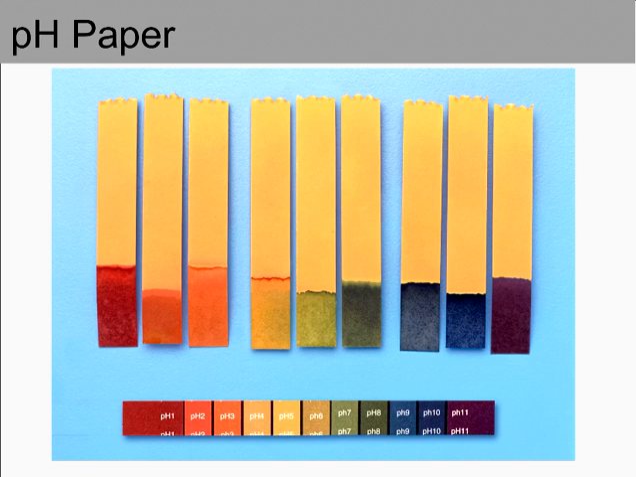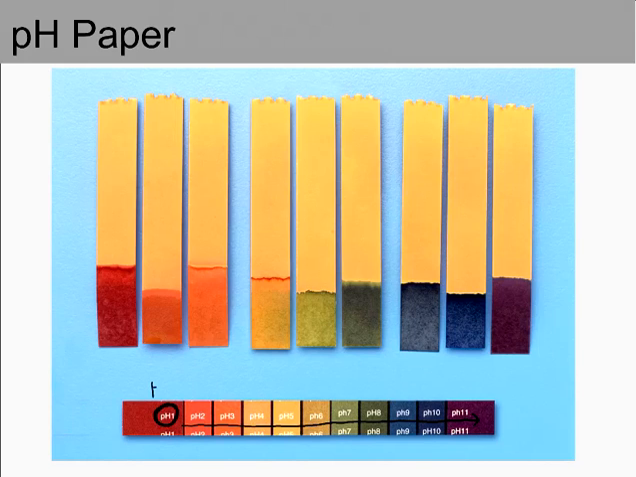Another way that we can test the pH of a solution is using something called pH paper. So pH paper changes color based on the pH of solution. So you'll notice that for a pH of 1, pH paper is a reddish color. And then as we see an increase in pH, so we're going towards a basic solution, the color changes from orange to yellow to green to blue to really dark purple.